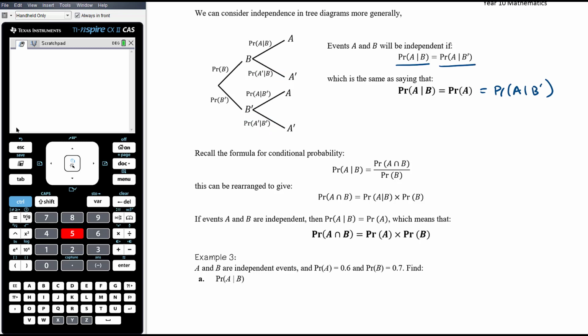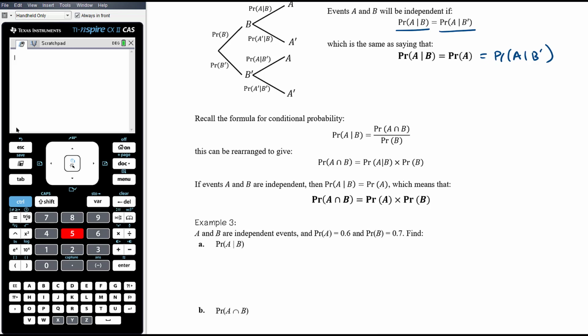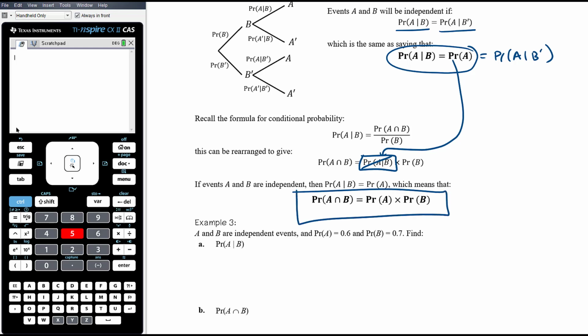So if we recall the formula for conditional probability, it's the probability of A given B is equal to the probability of A intersection B divided by the probability of B. And this can be rearranged simply by multiplying by the probability of B to give this formula, which is actually called the multiplication rule for probability. Probability of A intersection B is probability of A given B times the probability of B. But if we have independence, we know that the probability of A given B is just the probability of A. So that becomes this.